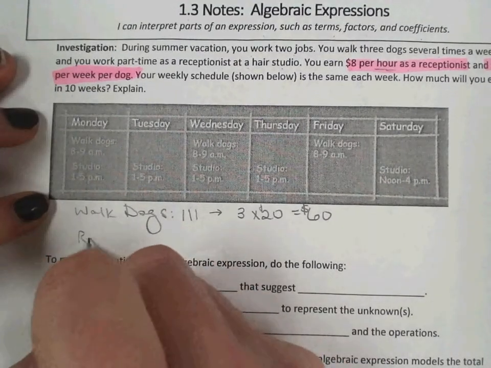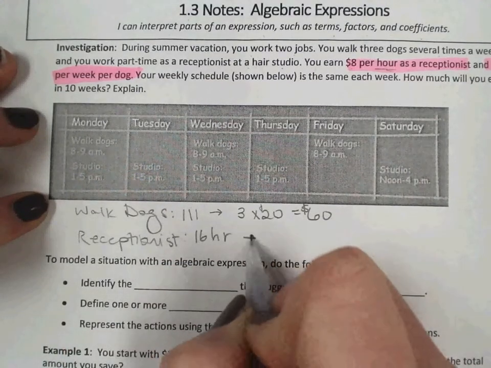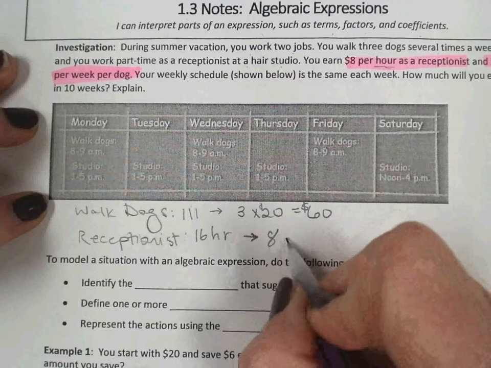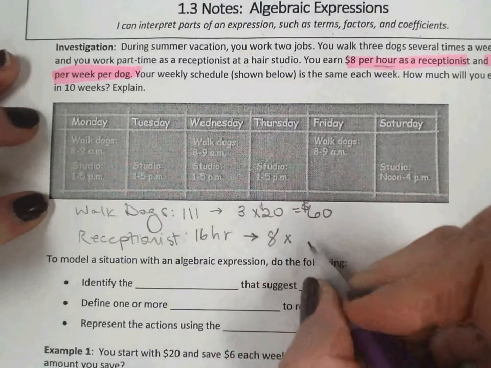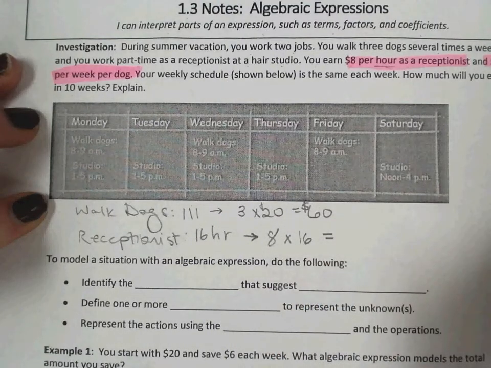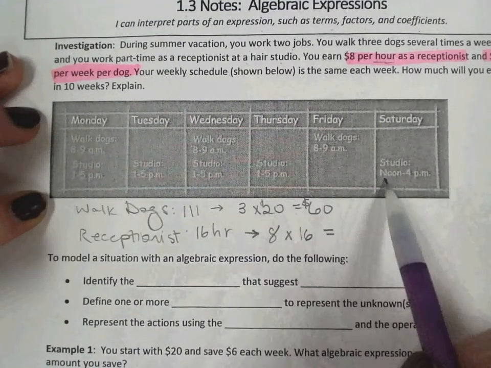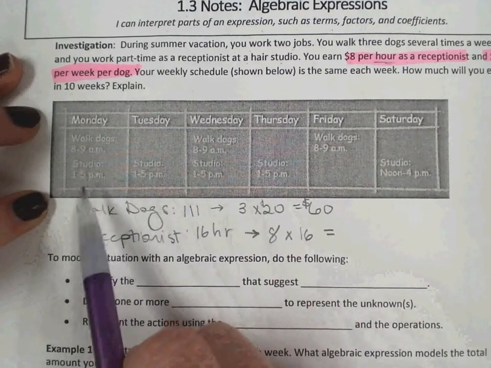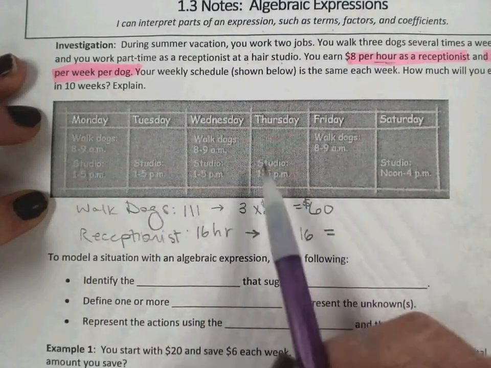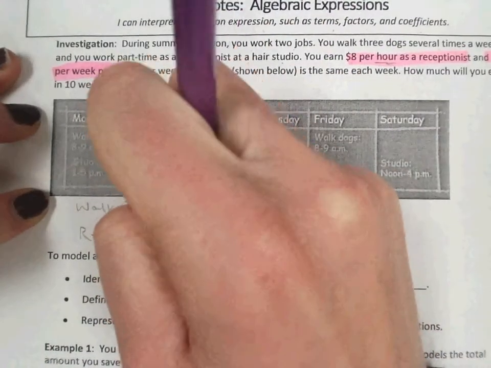So we would say receptionist, we have 16 hours and we make $8 an hour, so $8 times 16. Sorry, I did not do that right. It was 4 days and 4 hours per day, so it's 16 hours, not 12. And then 4 more would be a total of 20 hours.